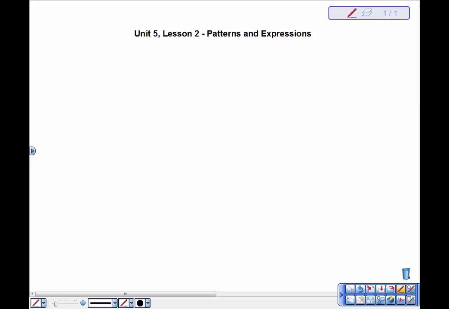Welcome. Today we're going to focus on Unit 5, Lesson 2, which is looking at patterns and expressions. Now, this is really easy. We're going to take the variables that we worked with yesterday, and remember that a variable is just a fancy way of saying it's an unknown number. It's another way of saying blank. So if we say 3 times blank equals 12, instead of saying blank, we just stick a letter in there.